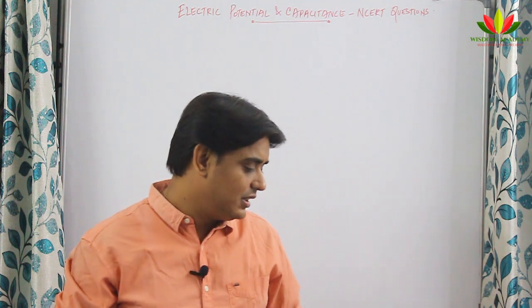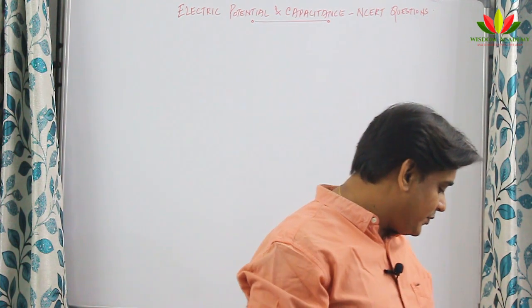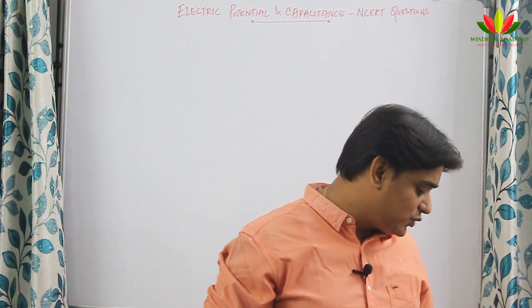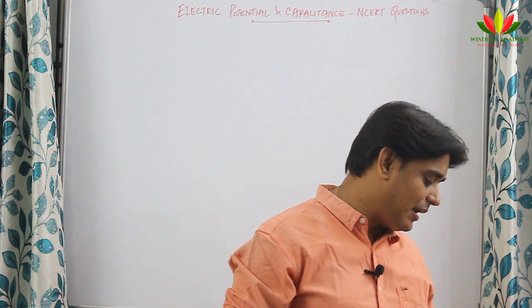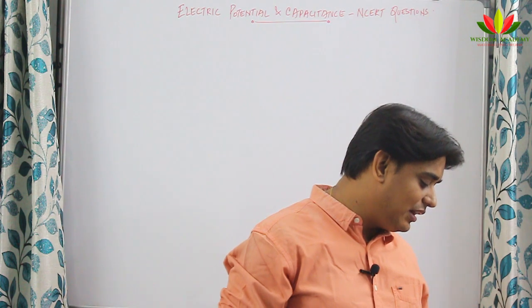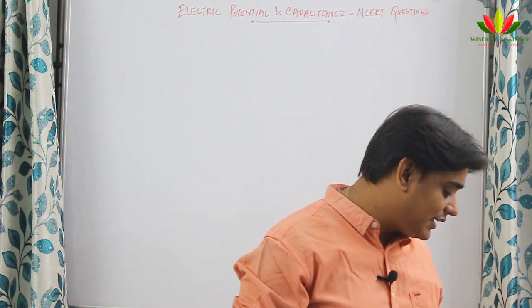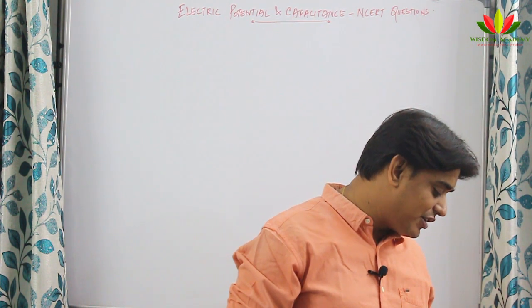Let us start. The first question is that two charges 5 into 10 power minus 8 coulomb and minus 10 to the power minus 8 coulomb are located 16 centimeter apart. At what point on the line joining the two charges is the electric potential 0? Take the potential at infinity to be 0.